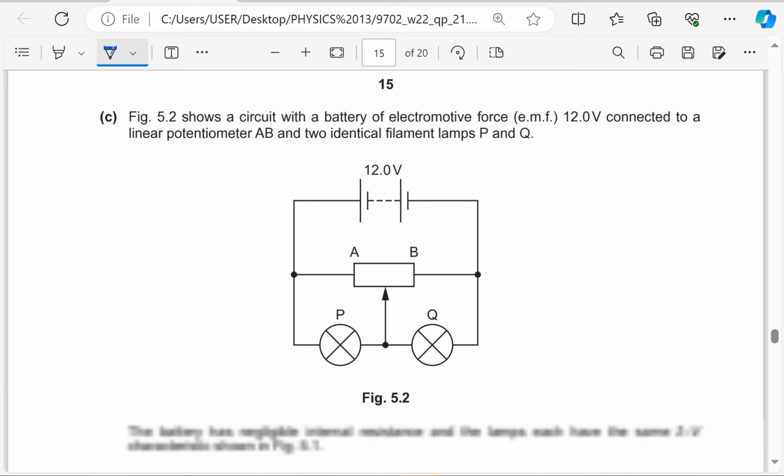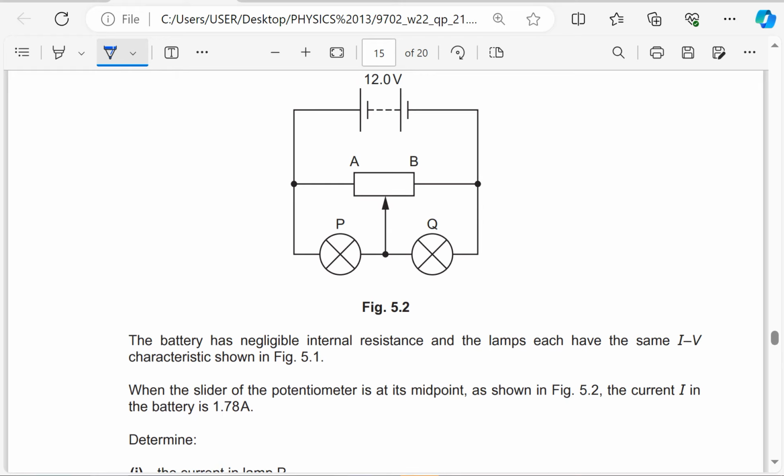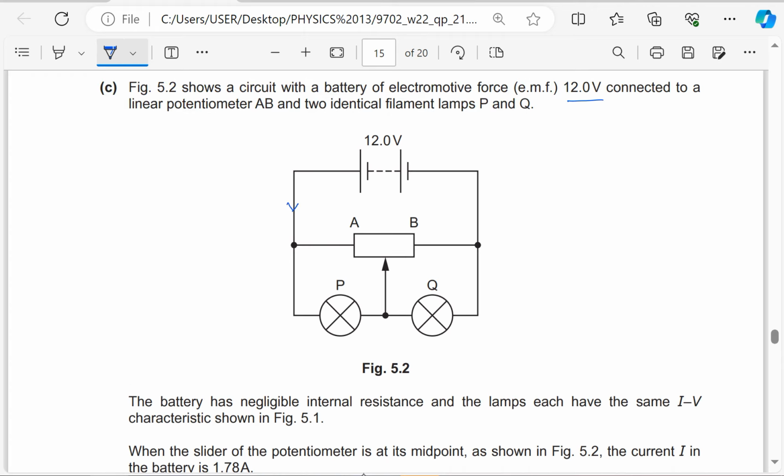The figure shows a circuit with a battery of EMF 12 volts connected to a linear potentiometer AB and two identical filament lamps P and Q. The battery has negligible internal resistance and the lamps each have the same I-V characteristic as shown in the figure. When the slider of the potentiometer is at its midpoint, as shown in the figure, the current I in the battery is 1.78 amperes. So we are saying the current here is 1.78 amperes when this is in the middle.